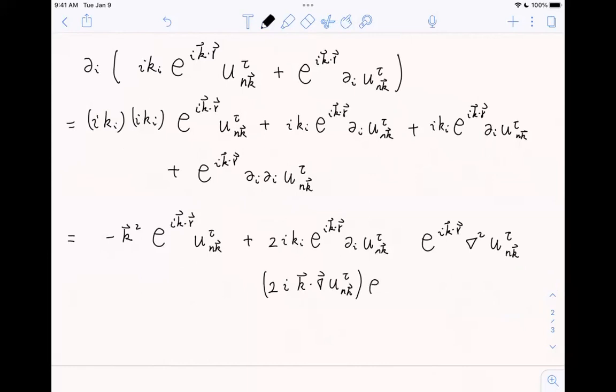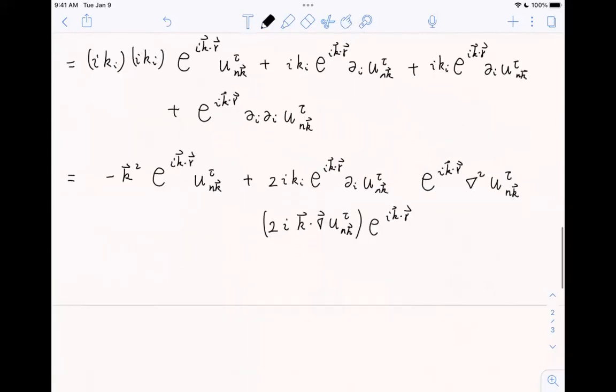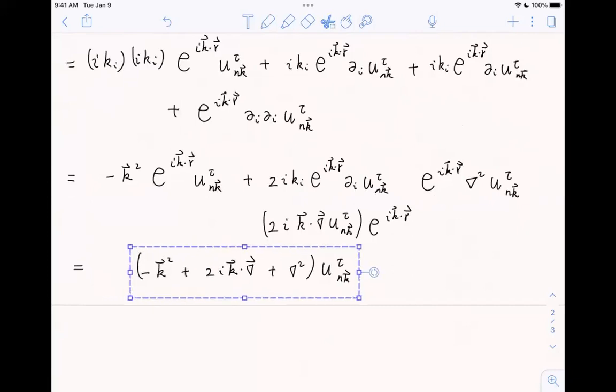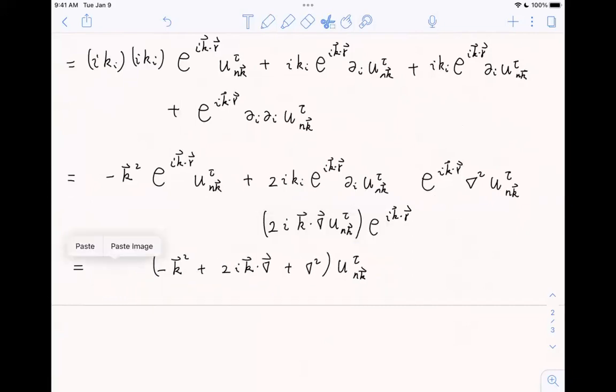Okay, so you can actually group them together because all of them, this one plus 2I K dot gradient plus gradient square. You have U N this, and then the phase factor is just a multiplication. You can put it here. Now, so far we haven't made any approximation. We just rewrite the equation.